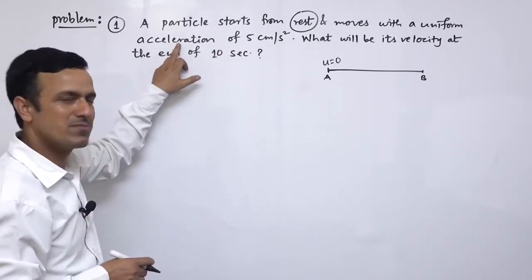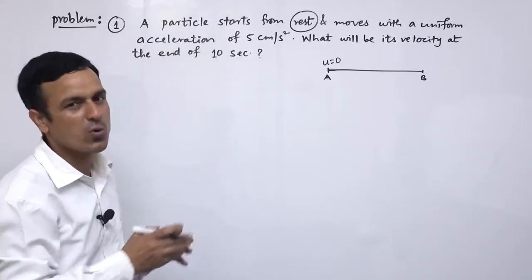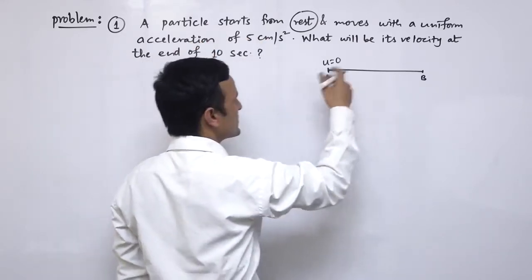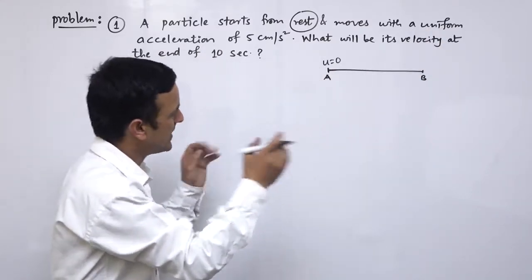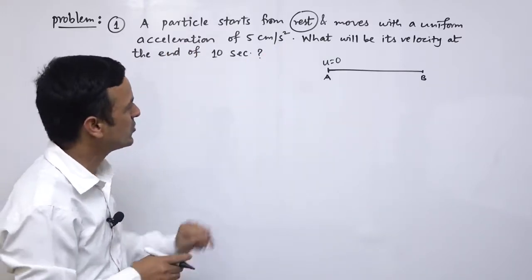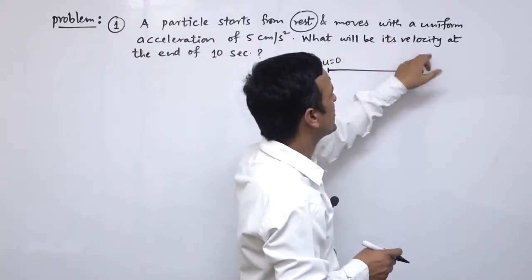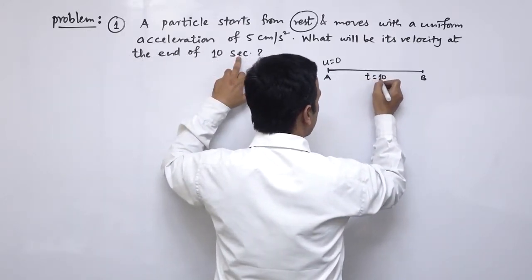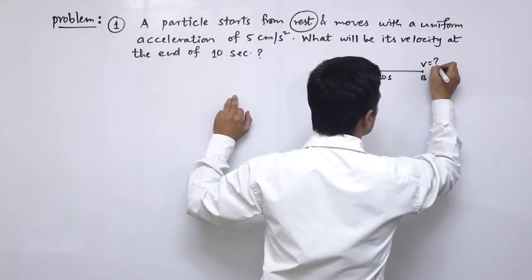So uniform acceleration means it produces the same acceleration in equal interval in equal time. Equal interval ma equal time ma yesma produce hune acceleration same cha bhane yela hami uniform acceleration bhanchau. Harek same interval ma same time ma yesko acceleration same hunu bhaneko uniform acceleration ho and that is 5 cm per second square. Then what will be its velocity at the end of 10 seconds? Yadi time 10 seconds cha bhane yesko velocity 10 सेकेन्ड मा जादा यहाँ आउँदा यसको भेलोसिटी कति हुन्छ भनेर निकाल्नु पर्यो.